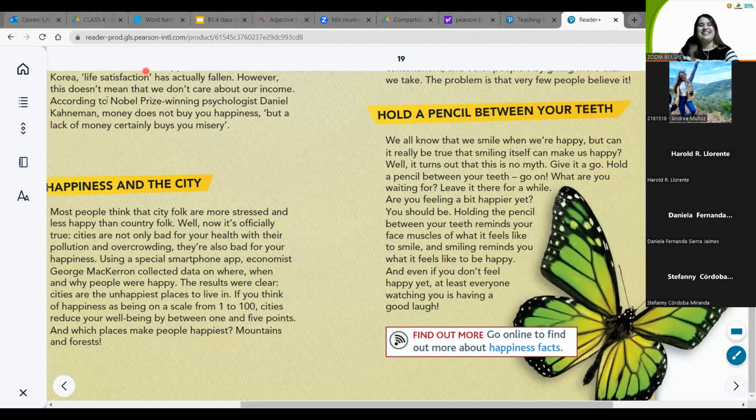My sister in this moment. You're holding a pencil between your teeth now? Yeah. Do you feel happy? I feel happy because my sister is happy. Okay. Have you ever tried this? Do you think this is true? Like holding a pencil between your teeth?